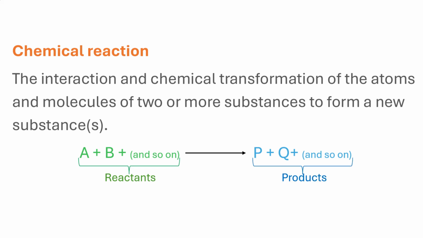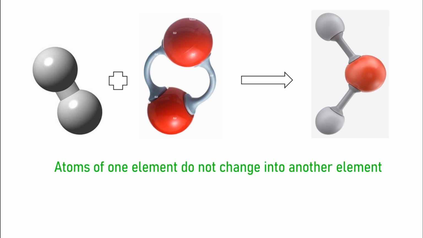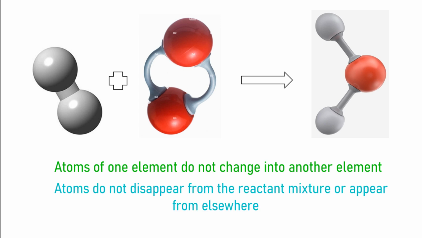A chemical reaction results in the rearrangement of the atoms and molecules of the reactants to form products with new atomic and molecular orientations. This is achieved through the making or breaking of bonds between the constituting atoms. It is worth noting here that in a chemical reaction, atoms of one element do not change into those of another element. It is also worth noting that atoms do not disappear from the reactant mixture or appear from elsewhere.